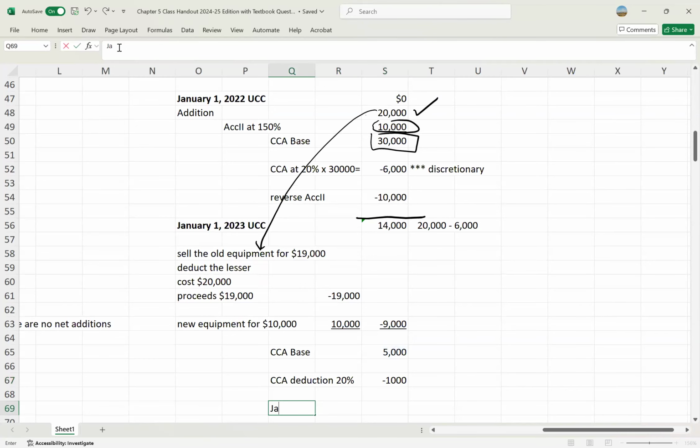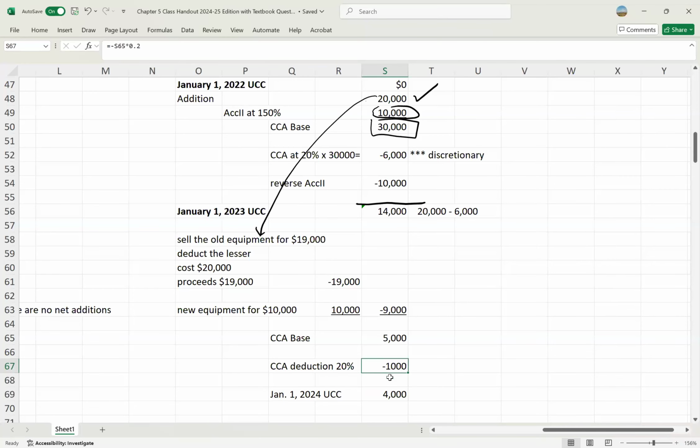So then the UCC going into 2024 is going to be $4,000. So if you have a negative amount for the net additions, then there's no adjustment that you have to make because there are no net additions.